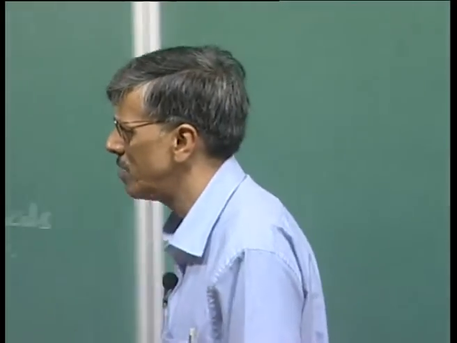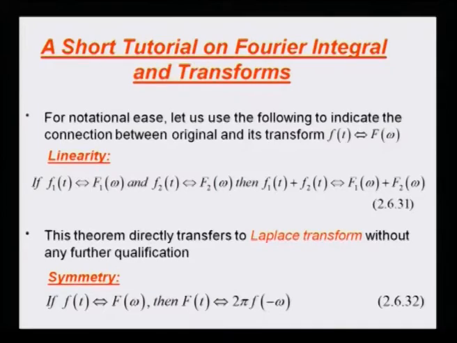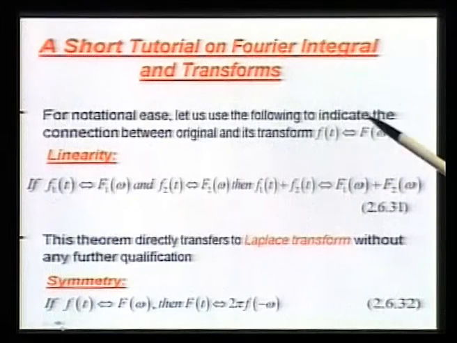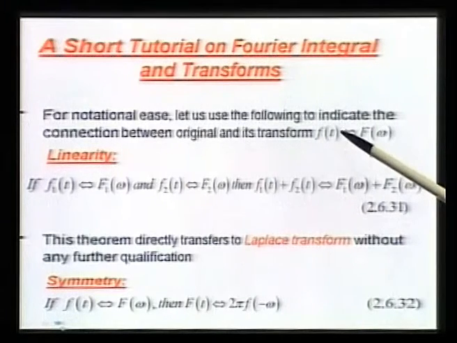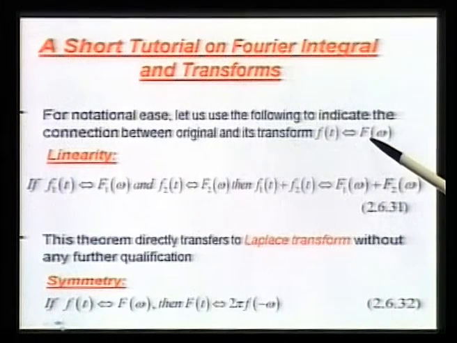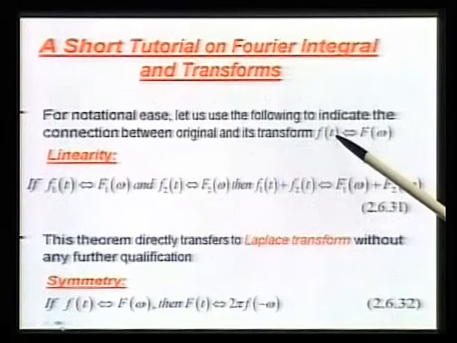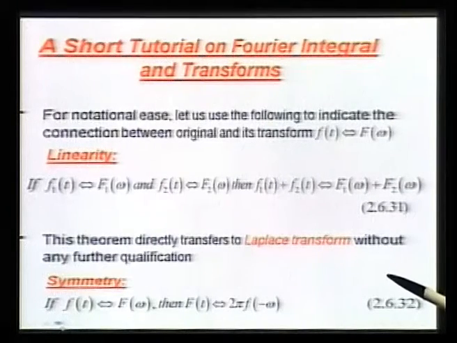Okay. Well, we did talk about this, that if I have a function in the physical plane given by f of t and the Fourier transform in the spectral plane as F of omega, the correspondence between the two is given by this double sided arrow. So, this is what it means, that they are related by the formula we have talked about.